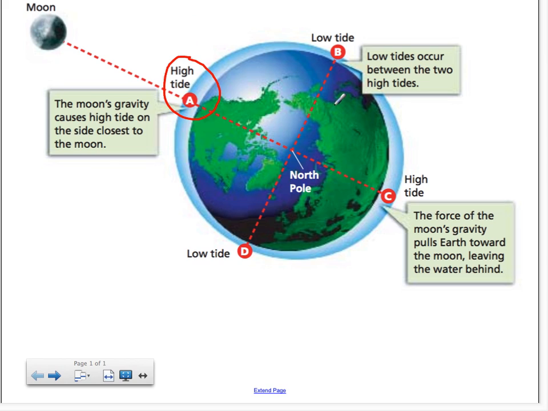Now, you would think that the furthest point from the moon, point C, would have a low tide. However, point C also has a high tide, just like point A. The reason why it has a high tide is because not only is the moon pulling at the water of the Earth, it's also pulling slightly at the Earth itself.